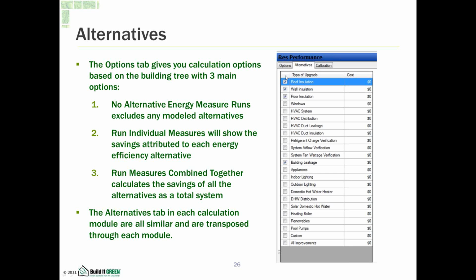Again, this is a combined high-rise and low-rise, so we're pretty much looking at it from the same perspective. Can I do this in a high-rise? No, you can't. So you typically can do the roof insulation, wall insulation, floor insulation, windows. I didn't check that, but you can do window upgrades for high-rise and low-rise.